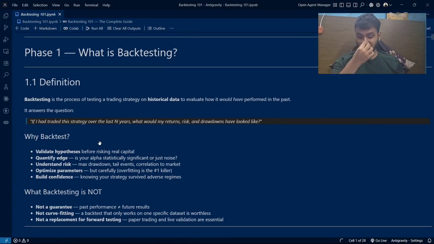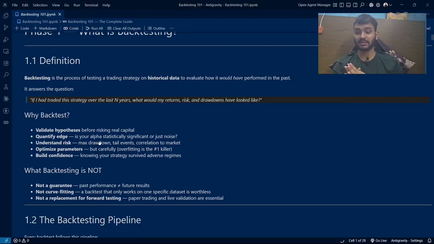So, backtesting is the process of testing a trading strategy on historical data to check and evaluate how it performed in the past, right? If it was profitable, if it was loss making, or if it did actually have alpha generating capabilities. Now, why do we backtest? We backtest to validate hypotheses before risking real capital. We quantify our edge to check if there was actually alpha significance in our model or it was just pure noise, right? Another thing, we backtest to understand the risks involved in the model.